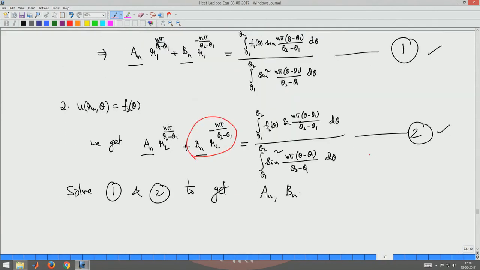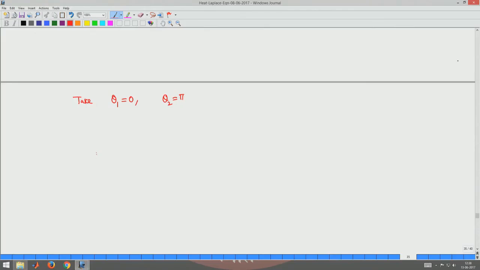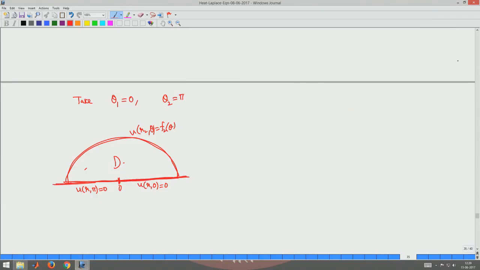Now, the third problem you can look at is to simply take theta 1 equal to 0 and theta 2 equal to pi. So what is this region? The full sector becomes a semicircular region. This is your domain D, and you provide u at r2 theta equal to f2 of theta on this circle. Here, at theta equal to 0 and theta equal to pi, you provide 0 boundary conditions, u at r pi equal to 0. So the temperature you maintain here is 0, two boundary conditions, for r between 0 and r2.